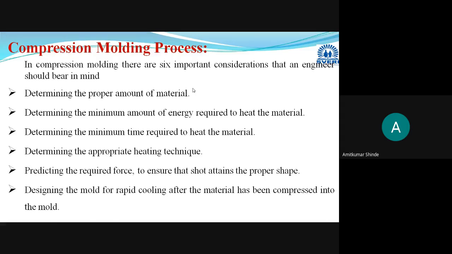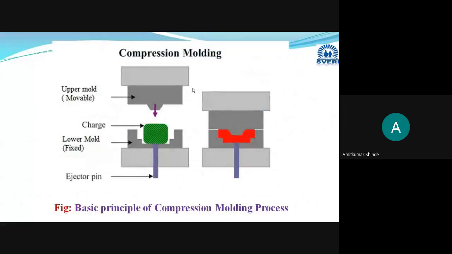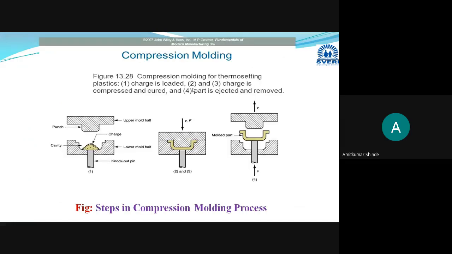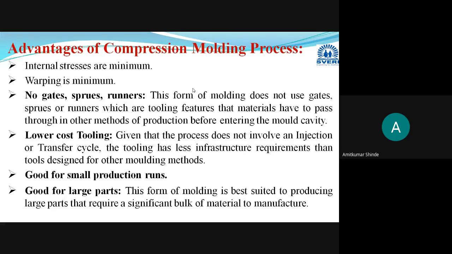Okay, now after this, we will move to the next point. The basic principle was explained with the help of this diagram, showing the basic components involved and how the compression molding process is done. Then I explained the steps involved in compression molding, then one example. And now we will move towards the advantages, disadvantages, and applications of the compression molding process.